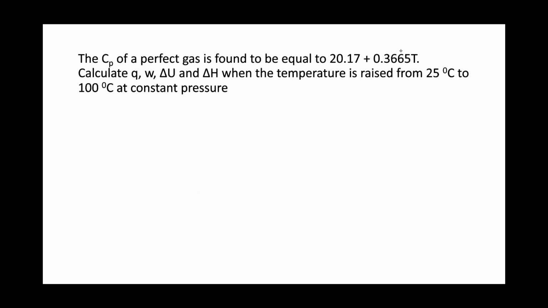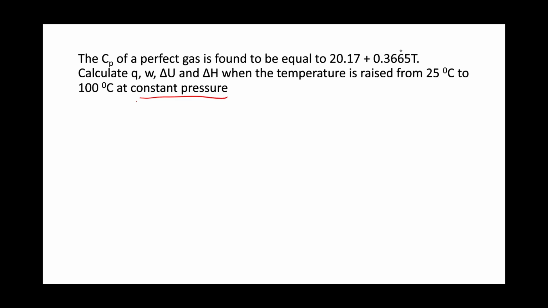Now, moving on from there, we have a much more difficult example. All right, this is Cp for perfect gas. It's found to be equal to 20.17 plus 0.36665 T. So this is how we plotted this basically and seeing how CP changes over time related to temperature. I'm going to calculate Q, W, U, and H when the temperatures range from 25 degrees Celsius to 100 degrees Celsius at constant pressure.